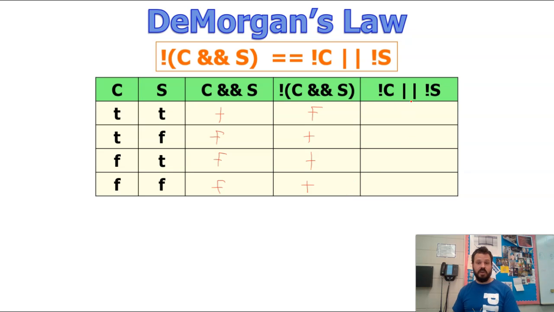And then not C or not S will be true when either one of these two is false, meaning that when they're both true, it'll be false. But when I have either C or S false, or both of them false, this would be true. Okay, again, the reason this law works is because the two columns of the truth table match up and have the same values. And again, you can kind of think of this as distributing the not to all three parts here.